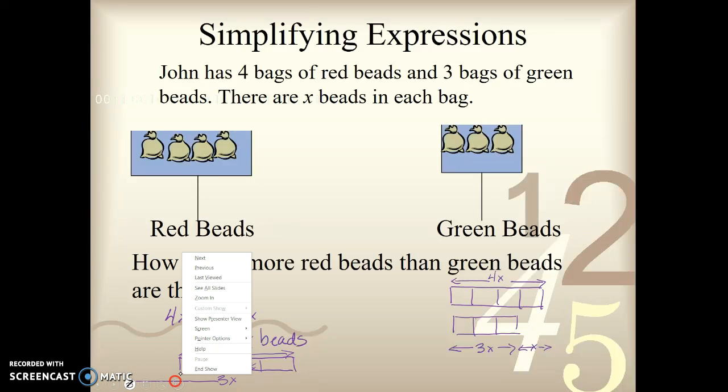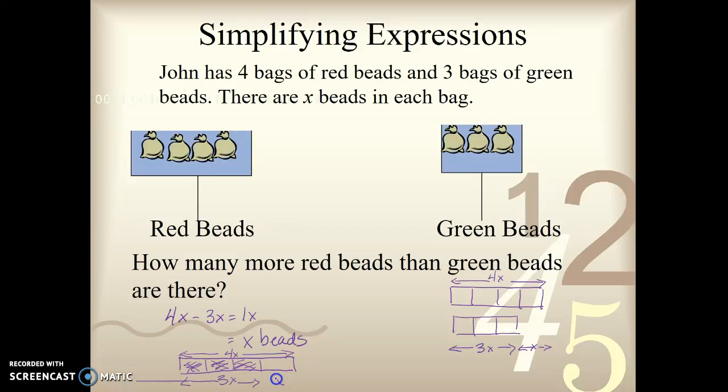Oops, my pointer's going a little bit wonky on me. Oh well. So we take away 3x beads. We're going to be left with 1x.